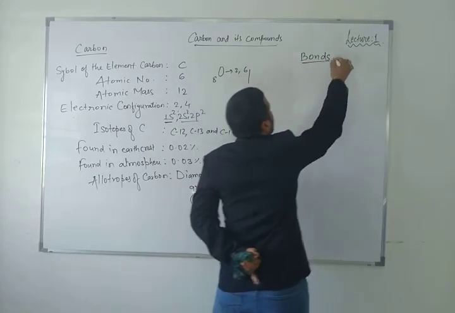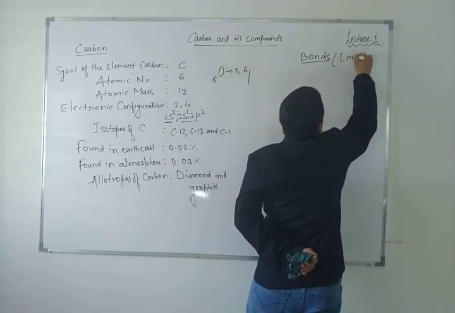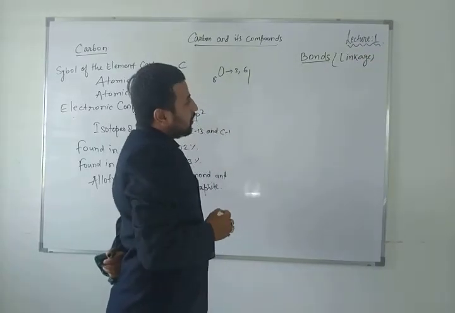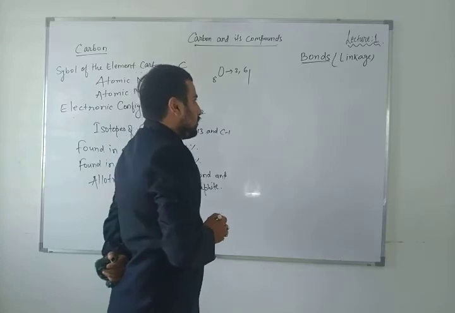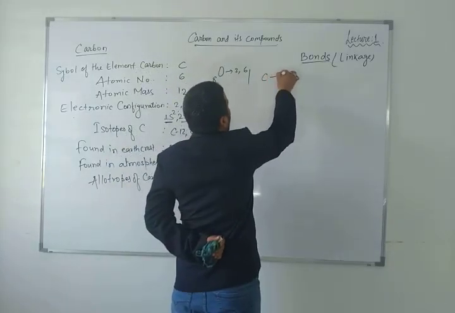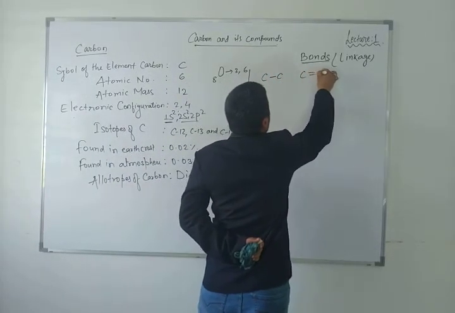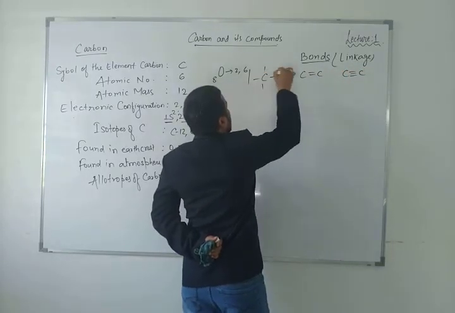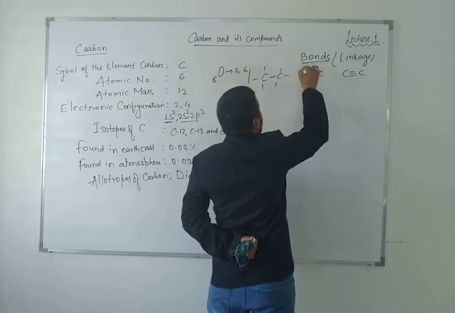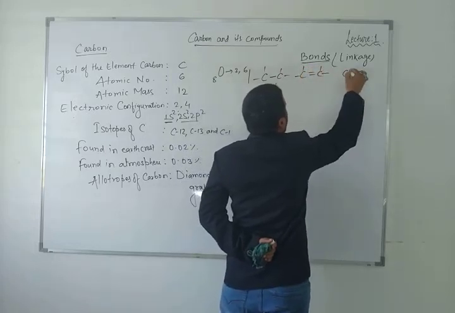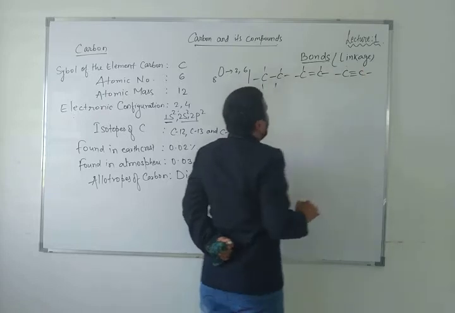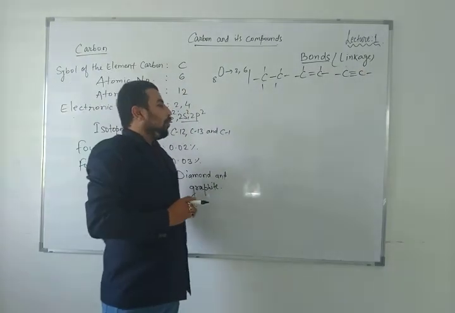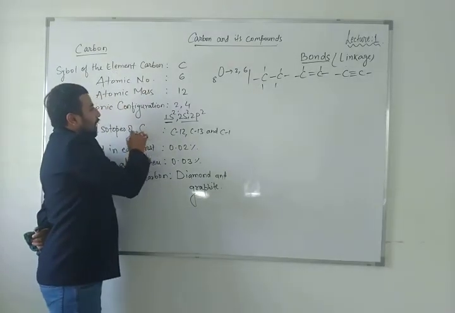Bonds means it is also known as linkage. There are total 3 bonds between carbon-carbon atoms: single bond, double bond and triple bond. Remember dear student, carbon has total 4 bonds, so you should remember that whenever carbon is connected, it will have total 4 bonds, because the valency of carbon is 4.